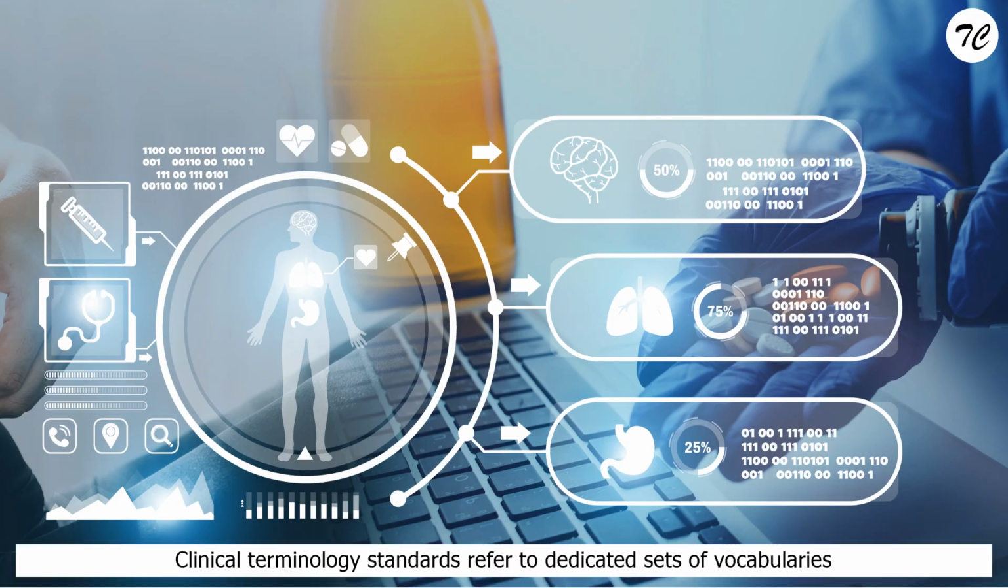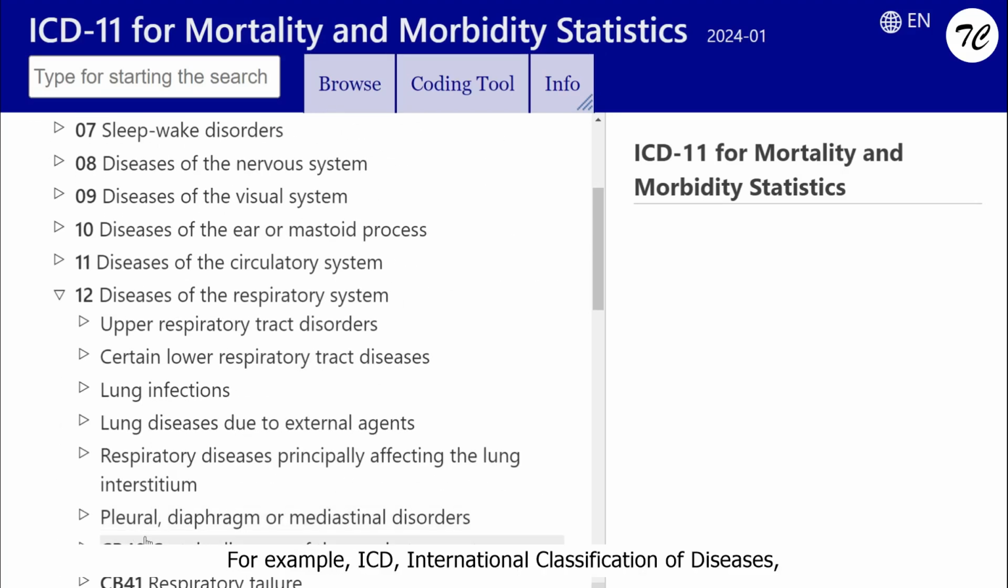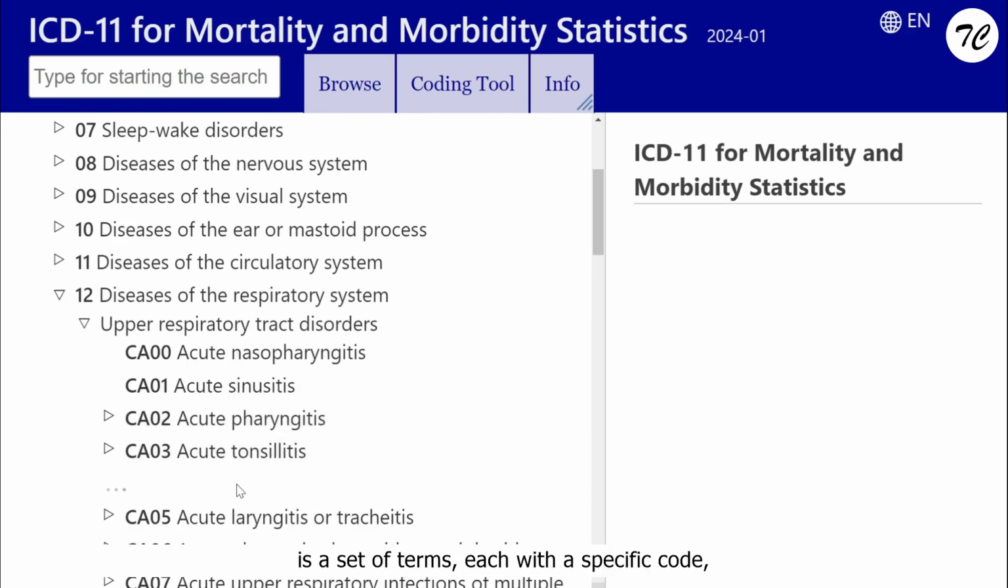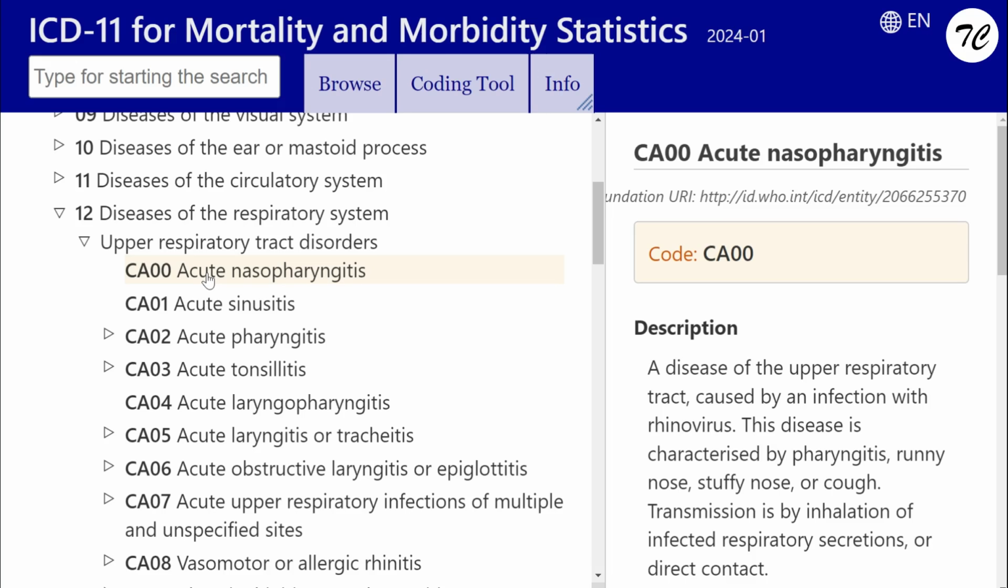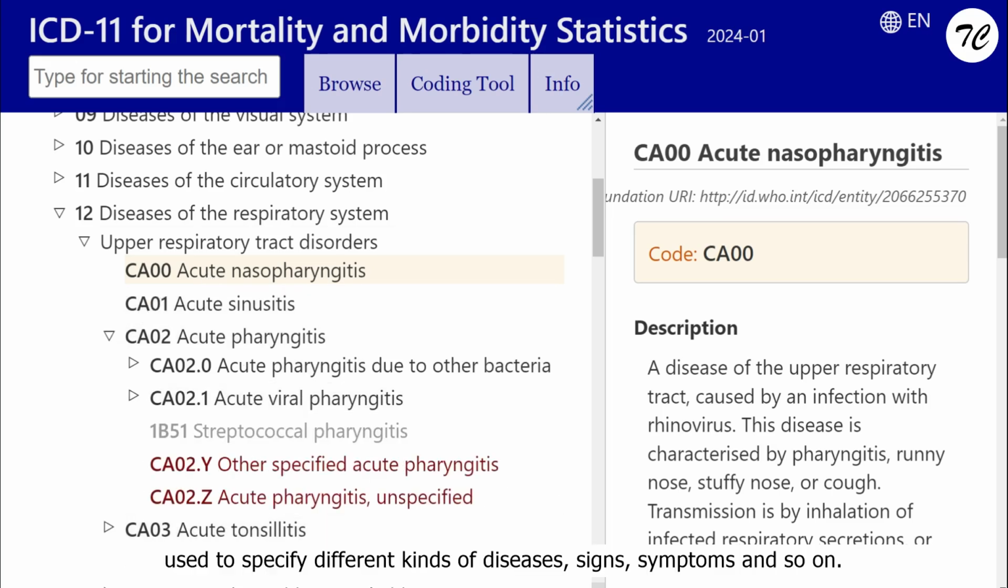Clinical terminology standards refer to dedicated sets of vocabularies used by medical professionals on different aspects of healthcare. For example, ICD, International Classification of Diseases, is a set of terms, each with a specific code, used to specify different kinds of diseases, signs, symptoms, and so on.